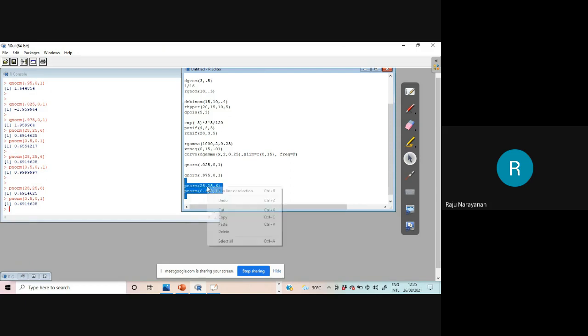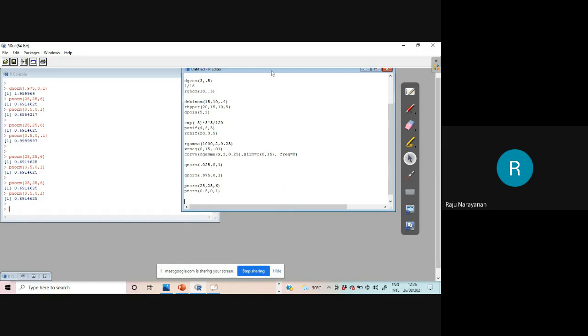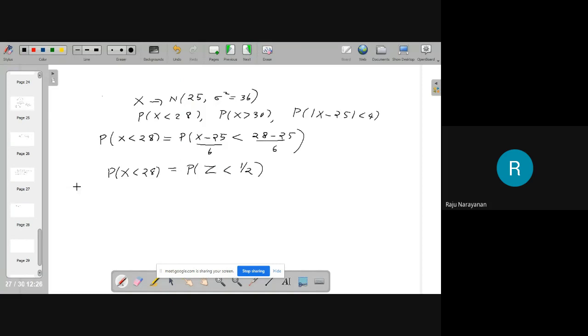Therefore, this is how you have to use R to find the distribution function. There are tables called standard normal tables. And if I get time, I will discuss when I discuss the inferential part. Okay. Now comes the second question, probability of x greater than 30.